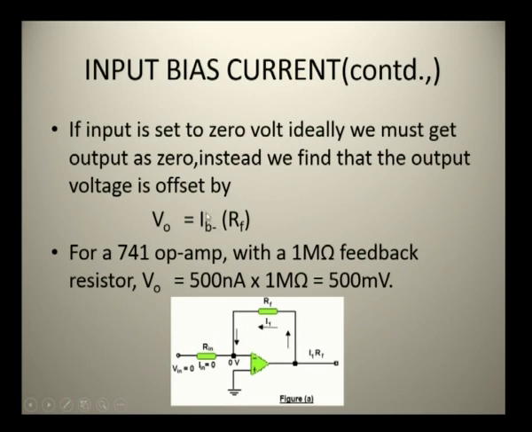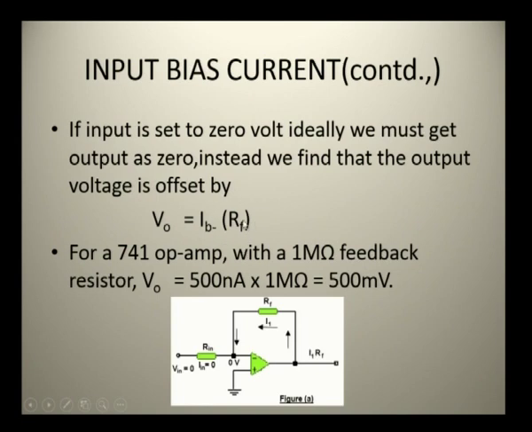So we are only talking about IB minus here. IB minus is the bias current drawn by the negative terminal, and see here the positive terminal is grounded. So we are considering the current drawn by this negative terminal as IB minus, and because of this current there will be some voltage drop across this resistance RF, and that is the voltage we will be seeing in the output, and it is said to be IB minus into RF.